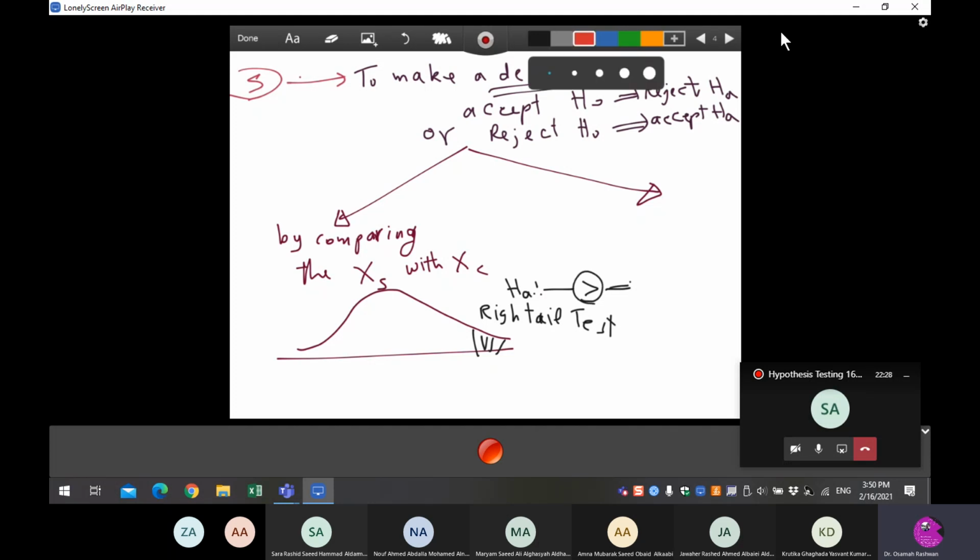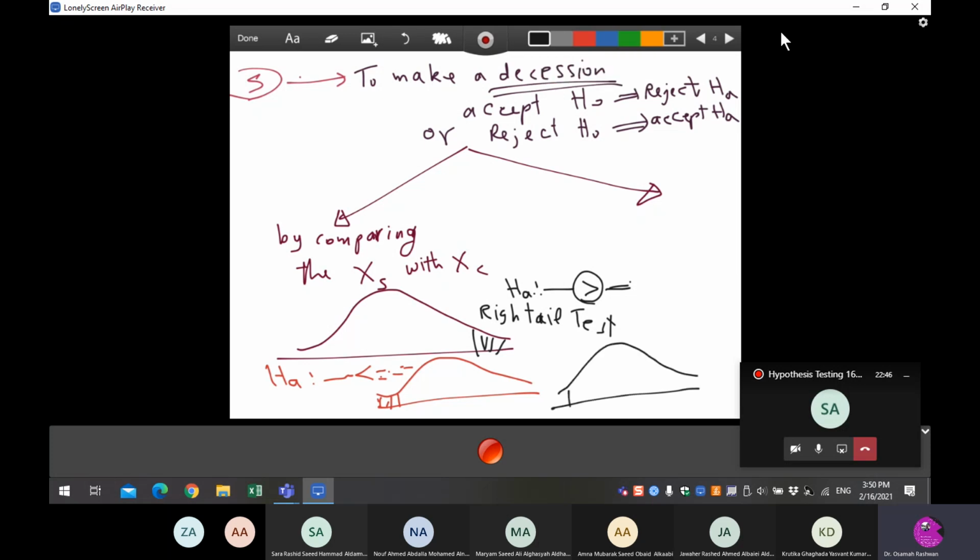What about if you have a left tail test? In this case, your alternative hypothesis will be something less than something else. What about a two-tailed test? If I have not equal in the alternative hypothesis, so your alternative hypothesis has something not equal to something else, we call this a two-tailed test. This is the right tail, and this one we call the left tail.